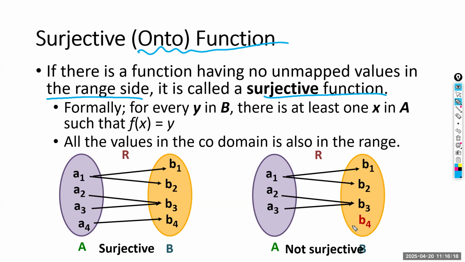So in other words, it's something like saying your range is the same as the codomain. In general, range is a subset of codomain. That means your codomain may have unmapped values. But if your range is the same as codomain, that means there is no unmapped value. All the values have a mapping. So then we call it surjective or onto. Otherwise, this is called into function.